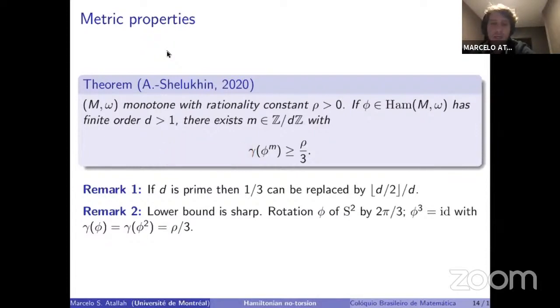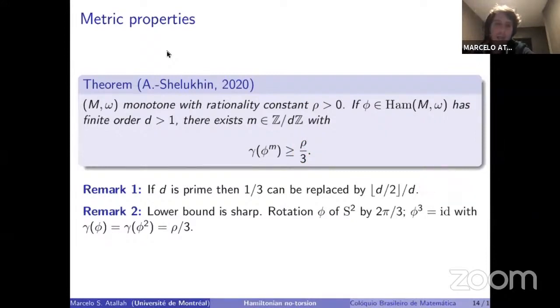We actually showed a little bit more than what's stated in the theorem. In particular, if D, which is the order of the Hamiltonian diffeomorphism, is a prime number, then this 1/3 multiplying rho here can be replaced by the floor of D over 2 over D, which tends to a half as D tends to infinity.